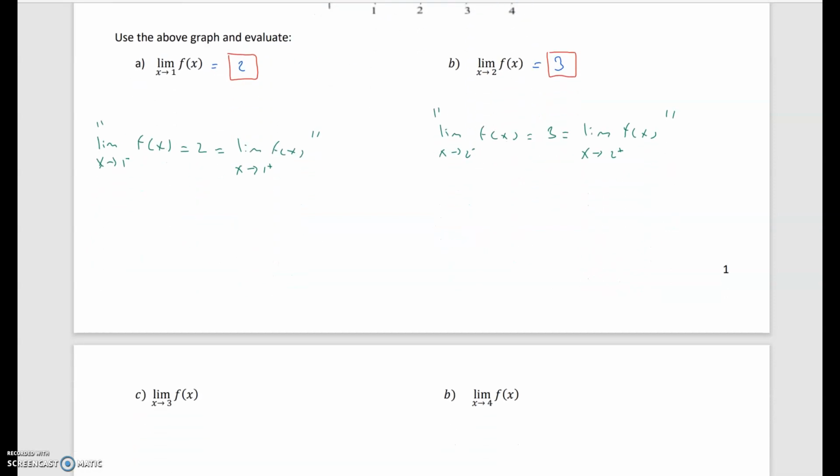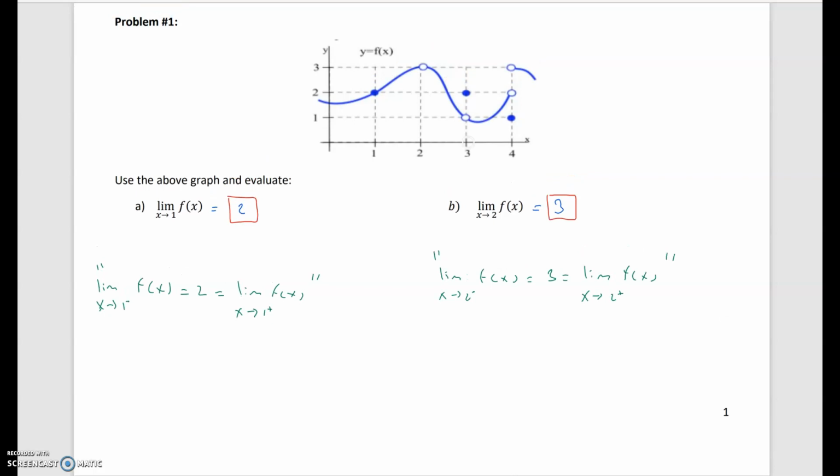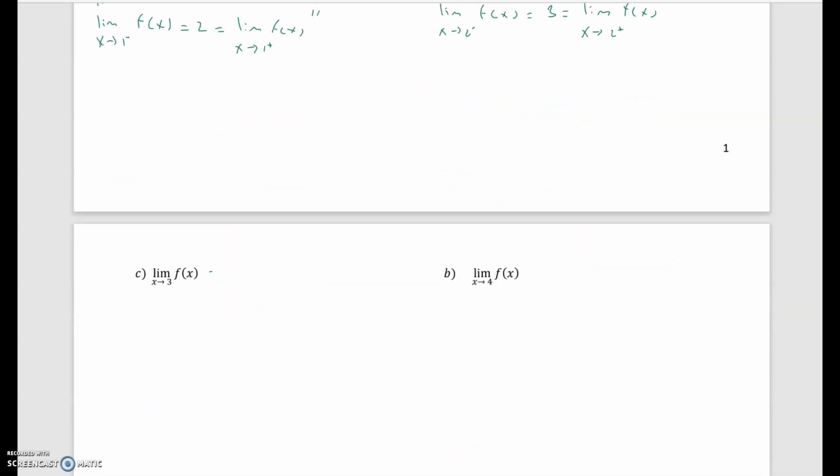Let's take a look at C, and now it's asking for x approaching 3. As x approaches 3, your y values get infinitely close to 1. So in this case, the limit is simply 1.